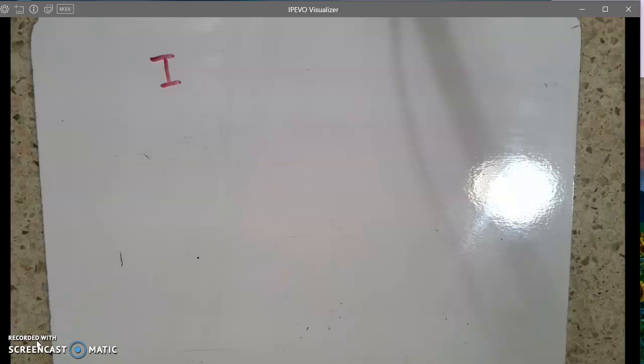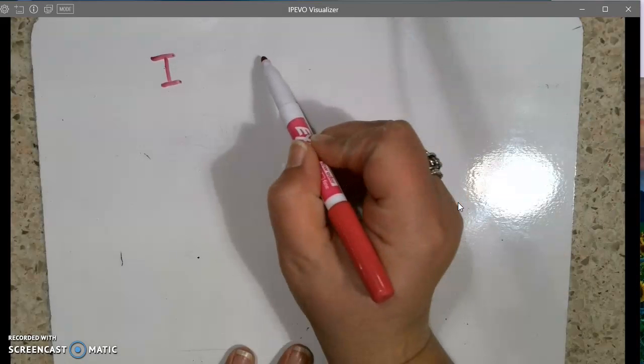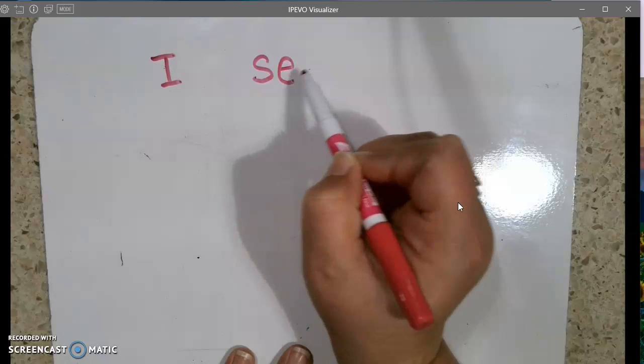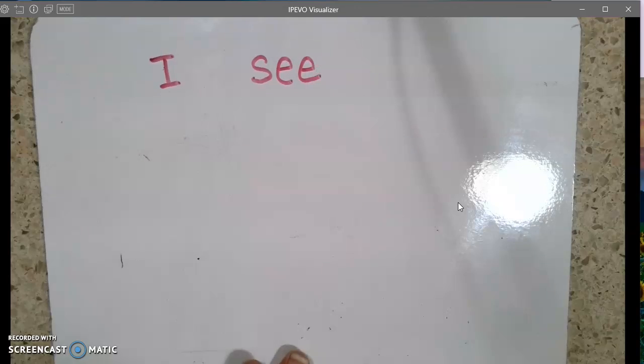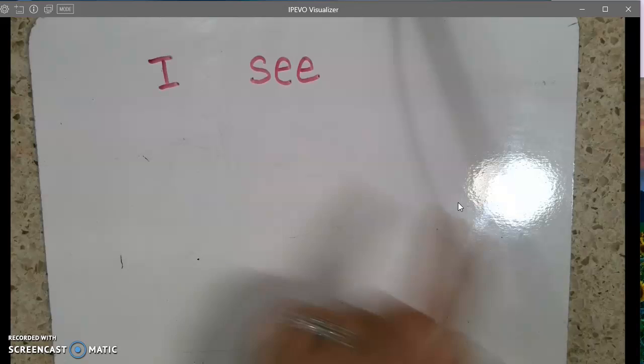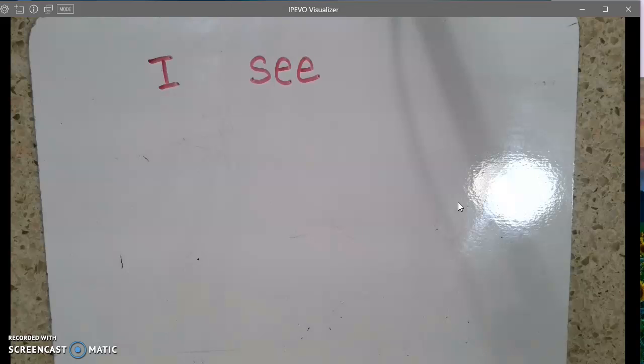Another word that we learned in the beginning of the year that's important because we see it all the time is the word see. And the word see, S-E-E. This is how we're going to start our writing today. You're going to write I see, but then you're going to draw a picture and try to sound out what your picture is. What do you see?